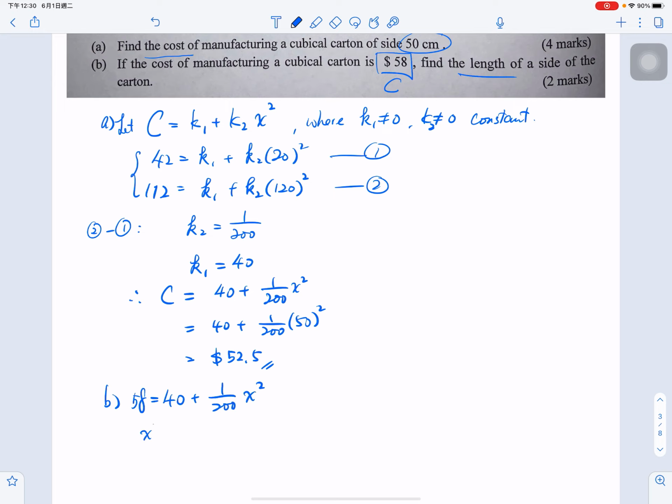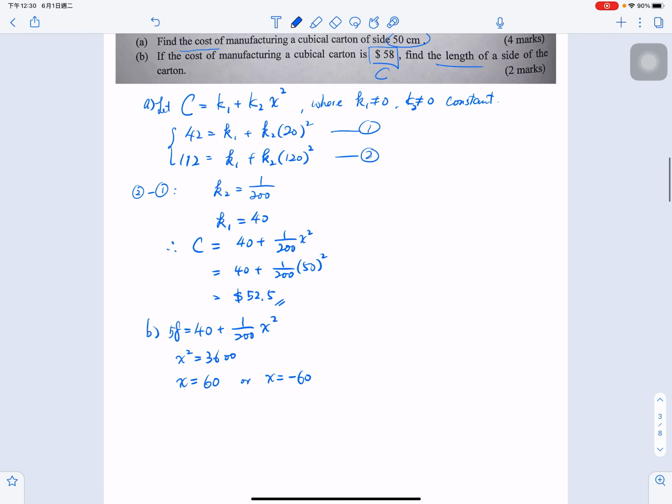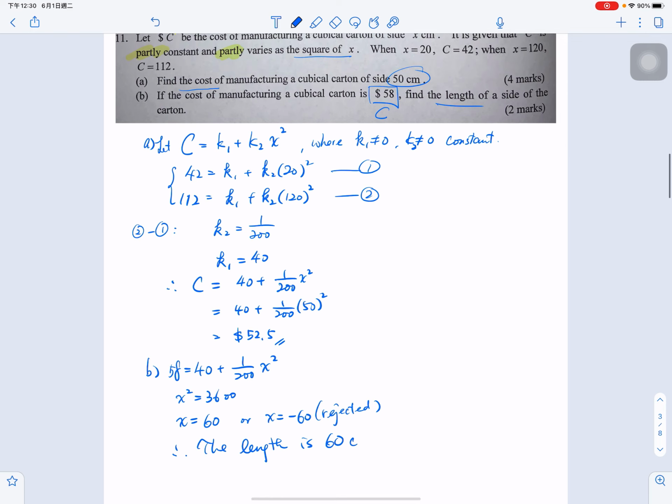So at the end x squared equals 3600 and you'll find that x equals 60 or x equals -60. Again, x is a side length, so this one is not needed, rejected. As a result, the length is 60. Pay attention to the unit yourself: 60 cm. So this is the answer.